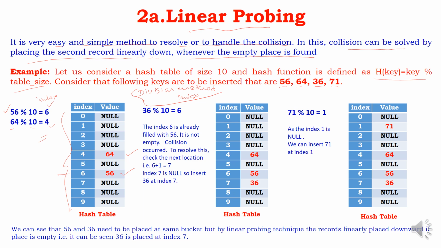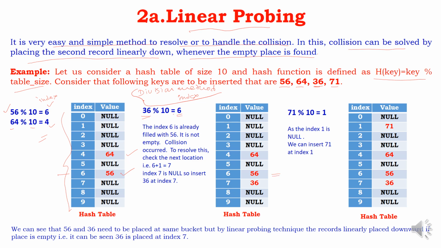Now try to store the next item, 36. So read 36 and try to store 36. To store 36, find the index using the division method: 36 percentage size of table. So 36 percentage 10 is 6. Location 6 is already filled with 56.